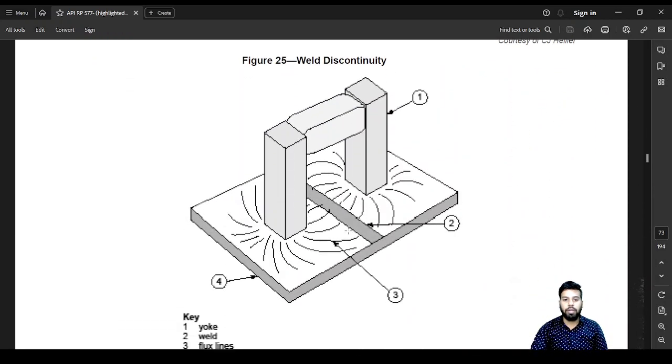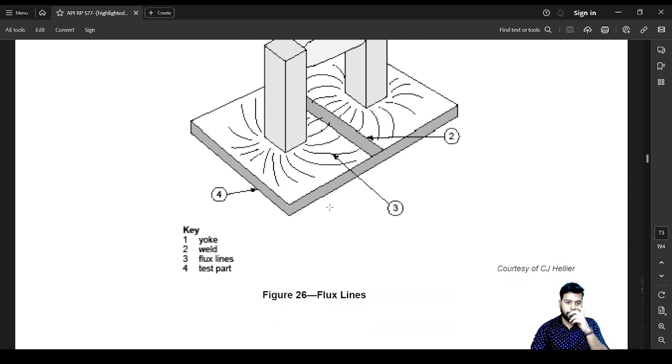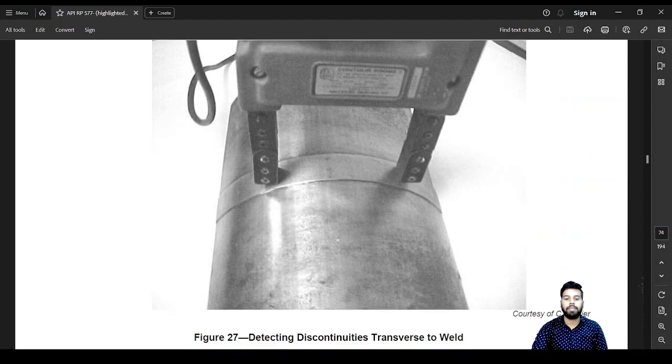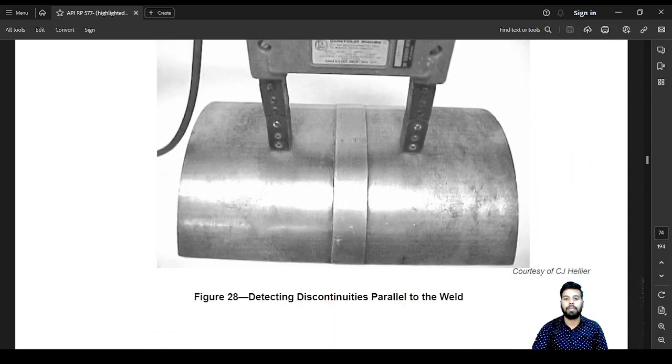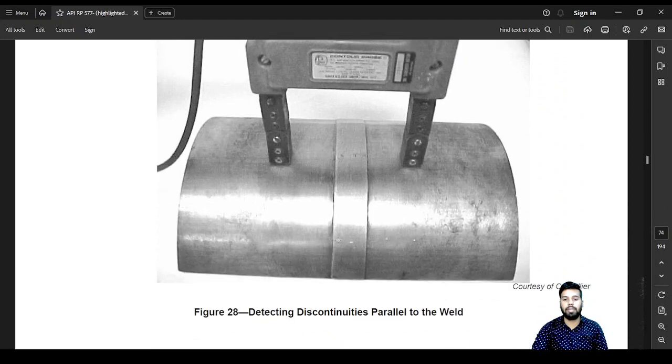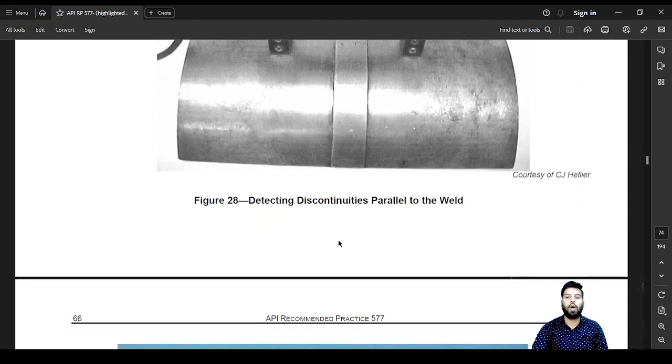So this is a yoke. The center section is the weldment. One will act as a north pole, the other will act as a south pole, and this entire area would get magnetized. Something like this. So once it is like this, the next time it will be perpendicular, this would be the next shot. Something like this. So once it's like this, the second time it's like this. So all possible discontinuities which are greater than 45 degrees in both orientations would be detected.